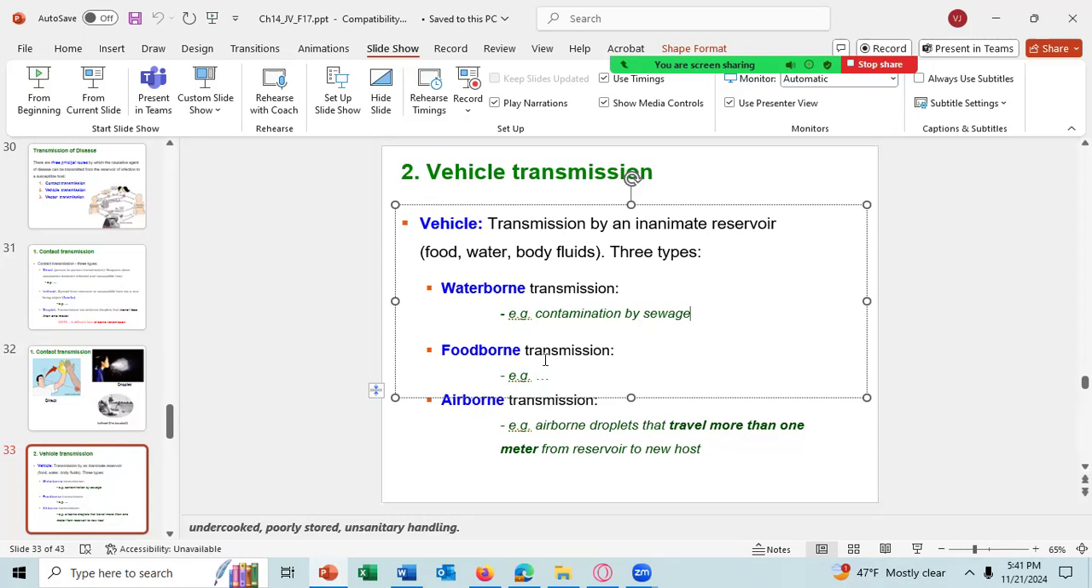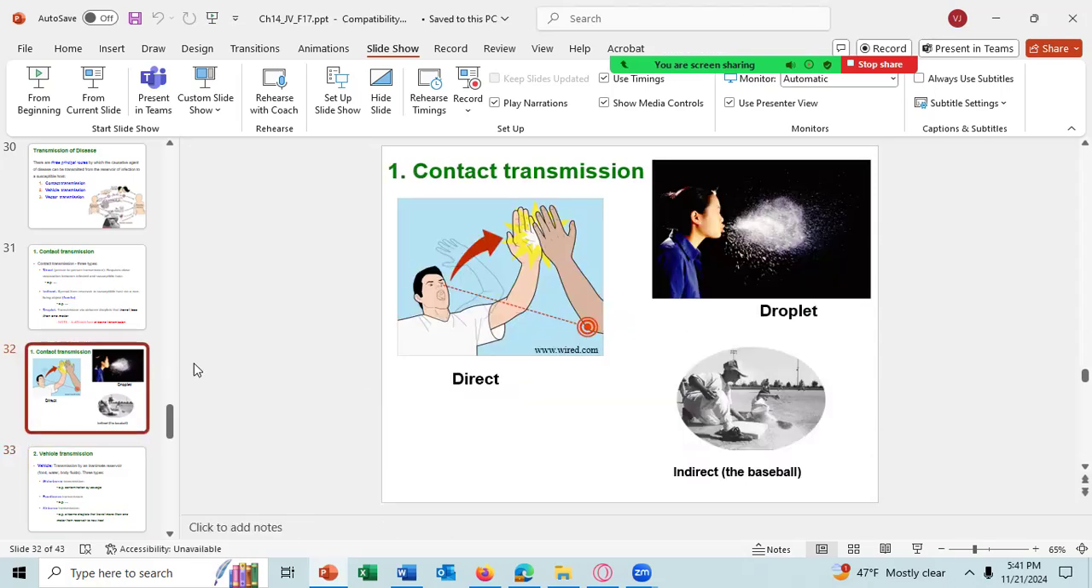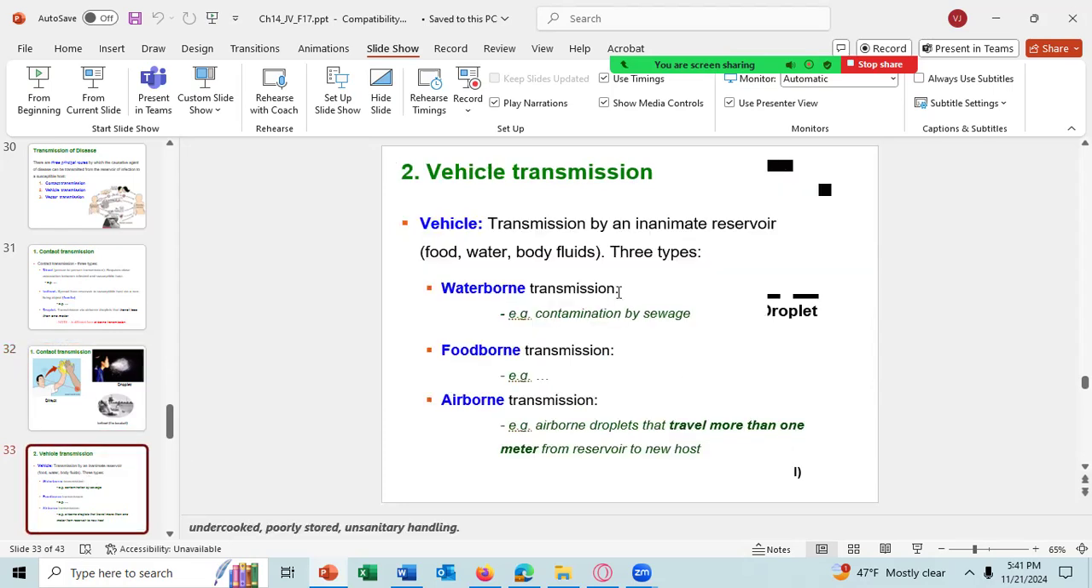Foodborne transmission. There's also airborne transmission, and that is airborne droplets that travel more than 1 meter. So there's 1 meter about right there. And beyond that would be smaller droplets, but same organism from the same cough or sneeze. And that's considered airborne transmission, which is considered, I don't know why, vehicle transmission.